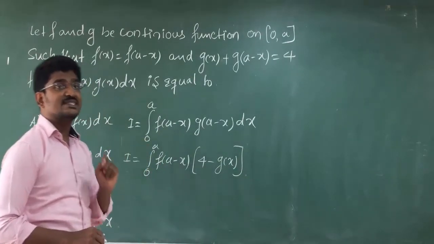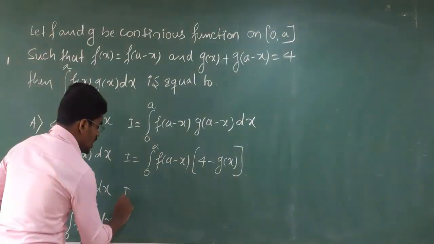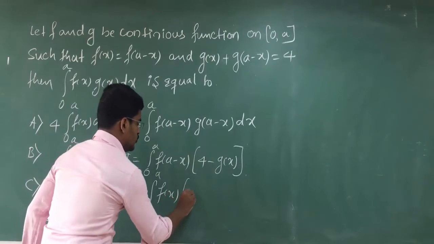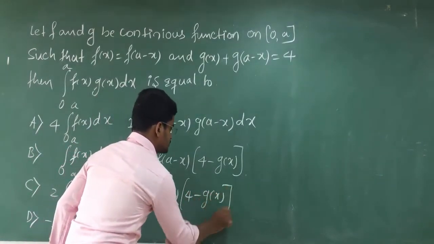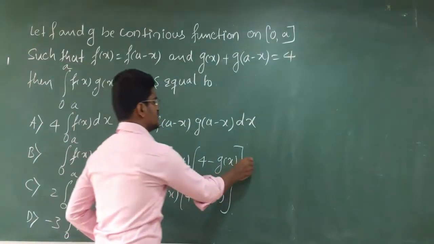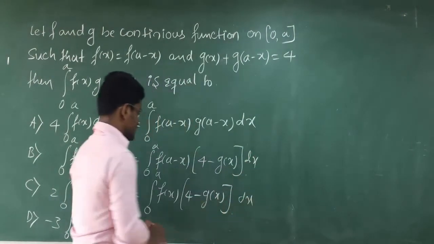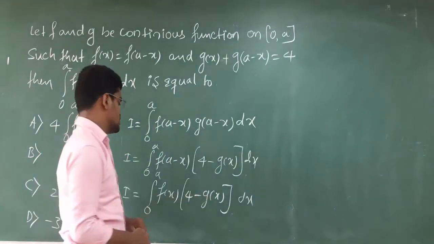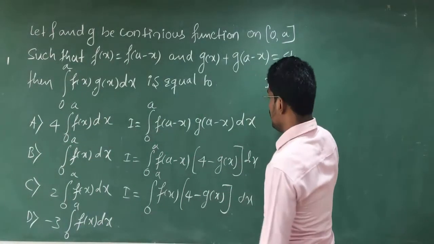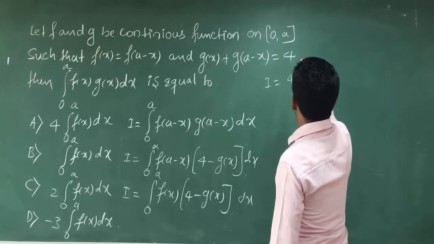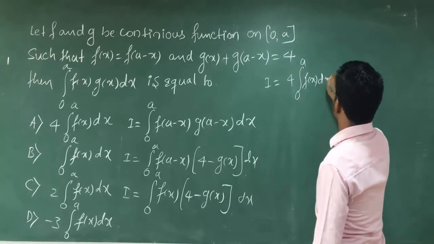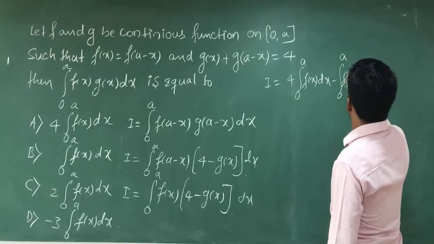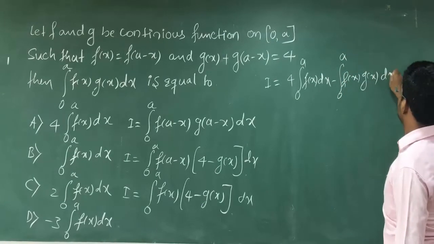f of a minus x is f of x. So I will be equal to integral from 0 to a of f of x times (4 minus g of x). Now multiply the terms. This is all with respect to dx. 4 times f of x minus f of x into g of x. So that will be I equal to 4 times integral from 0 to a of f of x dx minus integral from 0 to a of f of x g of x dx.